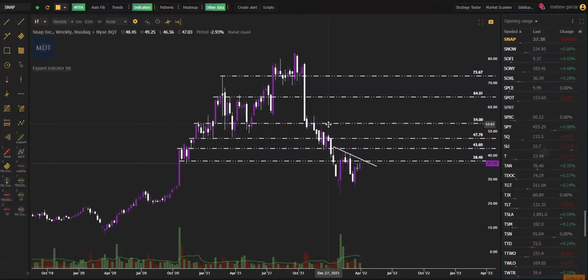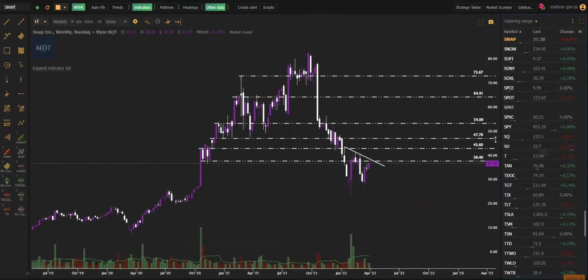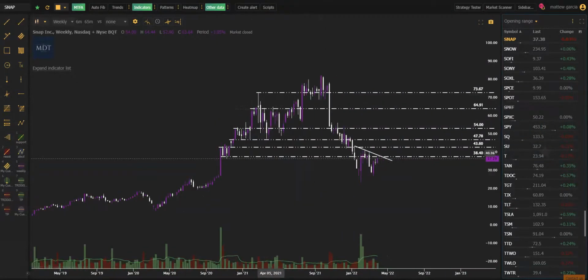So, pretty crazy week last week. Going to do my typical smaller account plays and then bigger account plays. So first one here is Snapchat, obviously the insane rip up again.